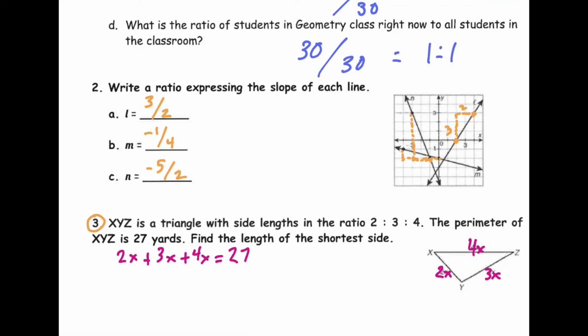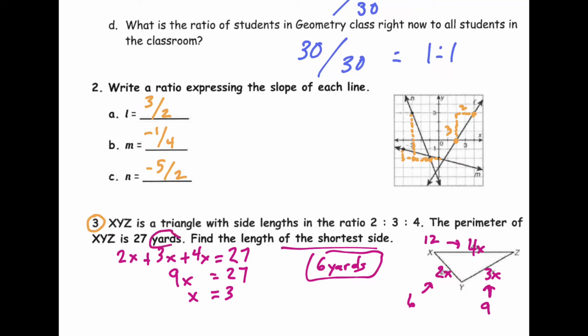2x plus 3x plus 4x is 9x. And then I can divide by 9 to get x equals 3. So now I know that the sides are going to be 6 by plugging in x. I know that this side is going to be 9. And I know that that side is going to be 12. And when I add 6 plus 9 plus 12, I do get 27, so I know that's correct. So let's make sure we answer the question. The shortest side is going to be 6 yards.